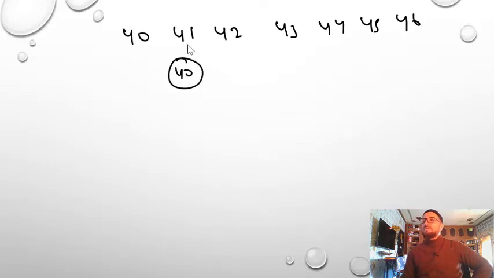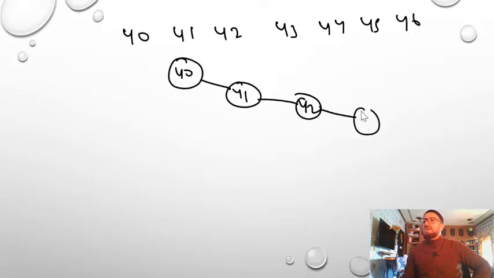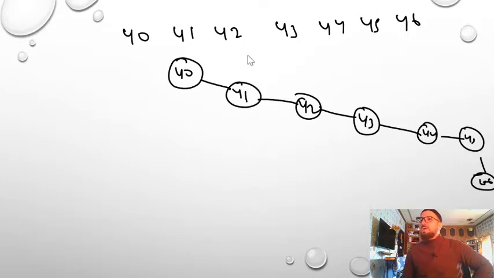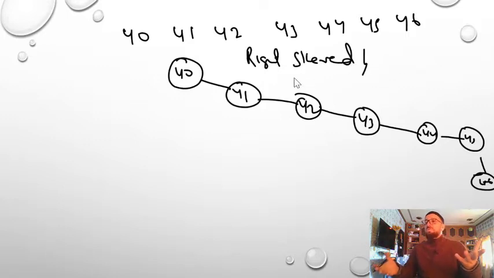Well, what is next? 41 is greater than 40, it has to be on the right subtree. Then comes 42. 42 has to be the right of 40 as well as right of 41. 43, it has to be right of here. It has to be 44 right of here. 45 right of here. 46 right of here. And it becomes, as you could see here, what is called the right skewed. It's a worst case scenario, because life can throw you the worst case.